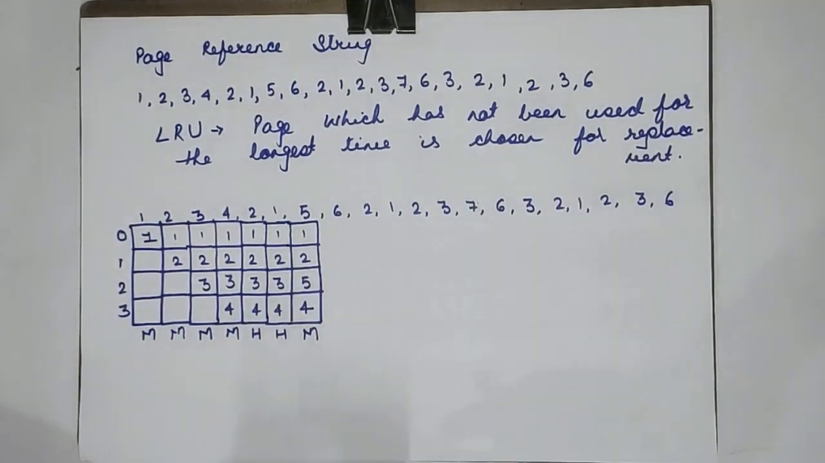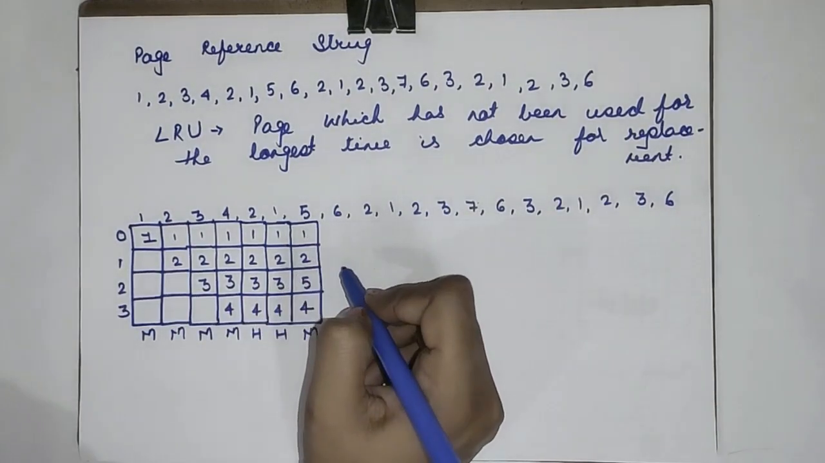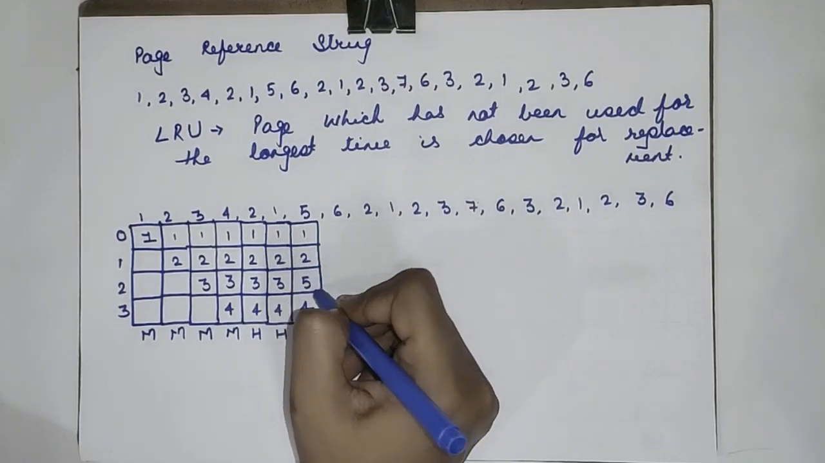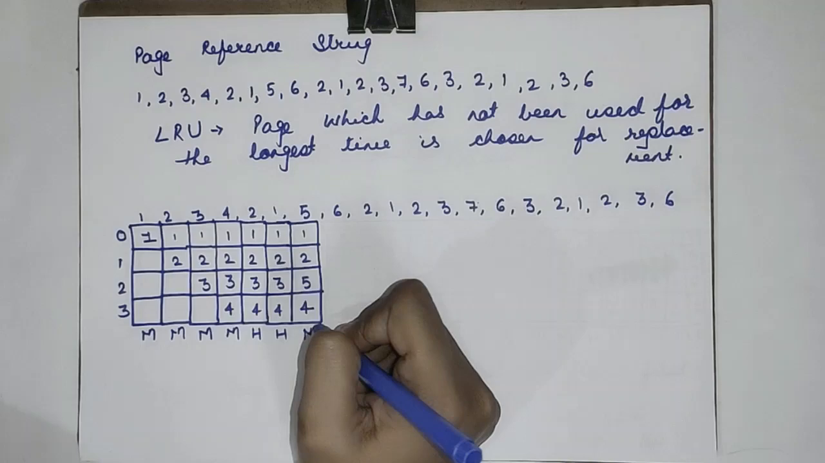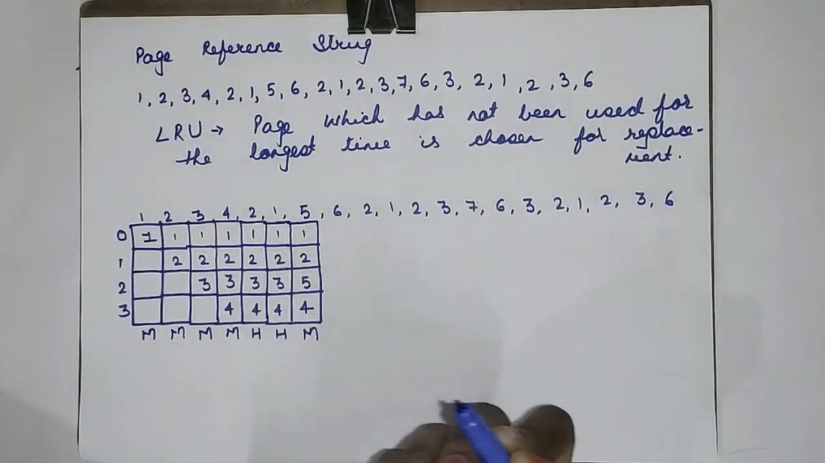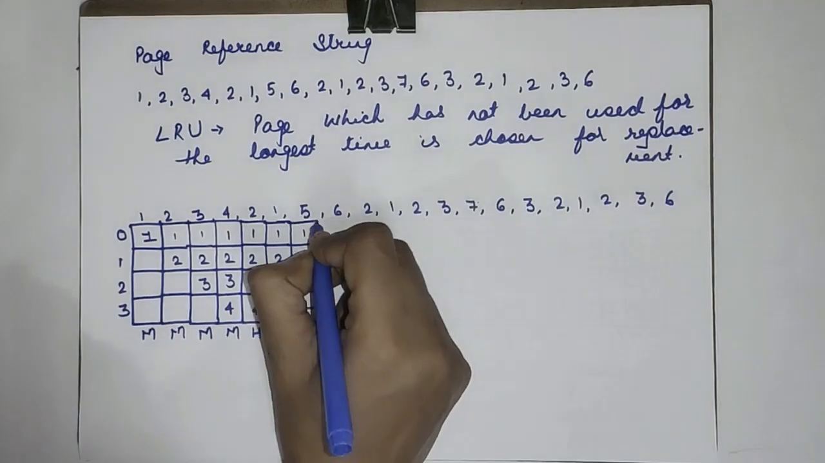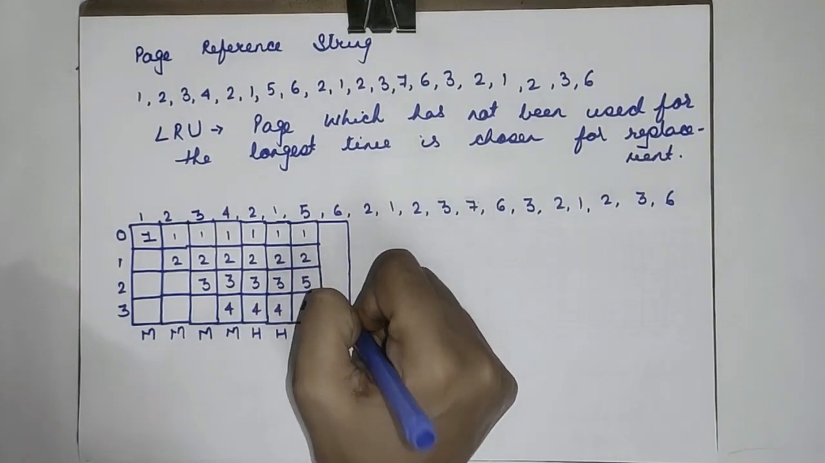Next, 6. You require 6, so you will have to check whether 6 is present in memory. No, you have 4 pages: 1, 2, 5 and 4. So 6 is not present in memory. So again, you need to replace a page which is present in memory with 6. So let's draw it.